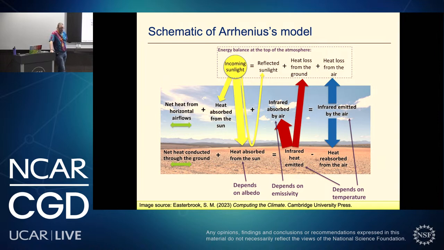So he didn't make mistakes in the calculations. He got the right results for his data. And then we put modern radiation data into the model and you get a completely different result. You basically get almost no warming. You get like 0.1 of a degree of warming for doubled carbon dioxide. And that's because there's no vertical structure here.